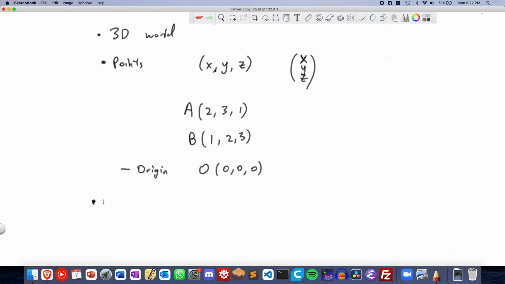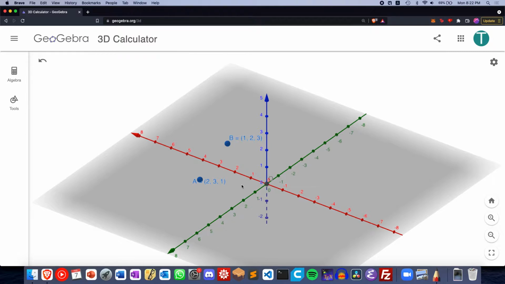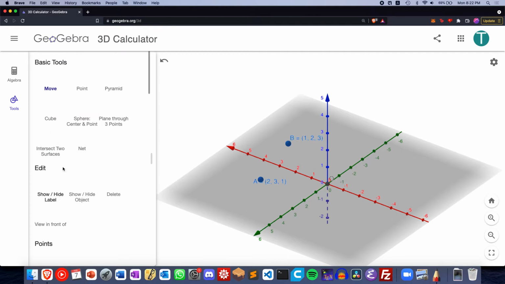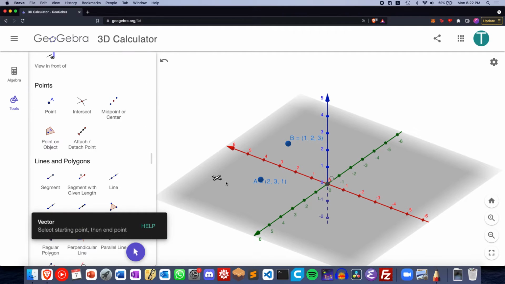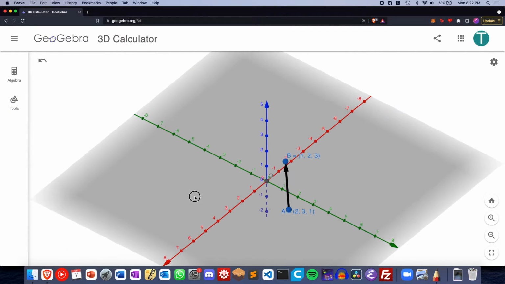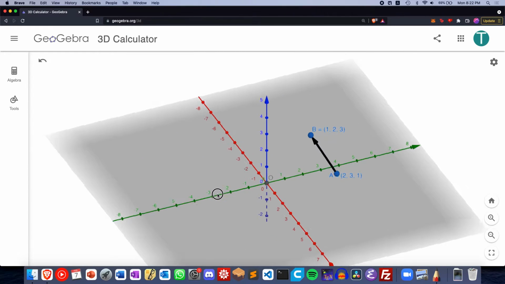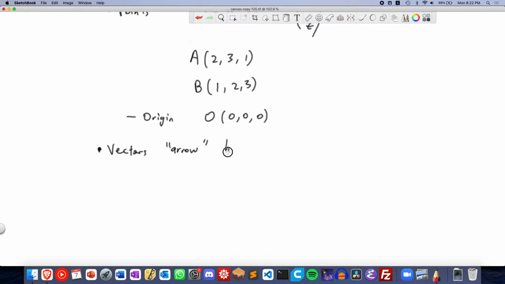So let's talk about vectors. Briefly speaking, a vector is kind of like an arrow between 2 points. What do I mean by that? Let's say we have the points A and B. Then we can draw an arrow from A to B. If we go to tools, more, then we can draw an arrow from A to B. If we take a look at it now, we see that in the 3D space there's an arrow starting at A and pointing at B. So a vector is an arrow between 2 points.